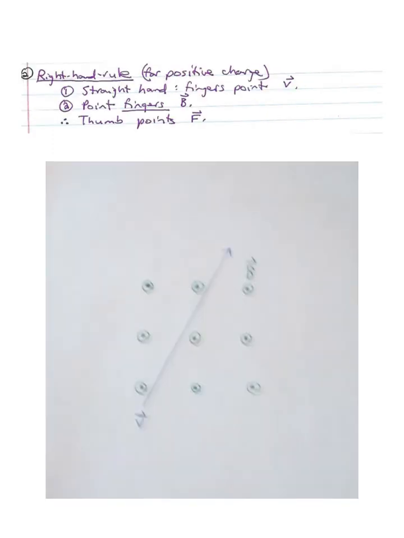Let's do another example. And I'm going to teach you the second right-hand rule. So for the second right-hand rule, again, for a positive charge, you do this. You take your straight hand, meaning your wrist is straight, your fingers are straight, it's all straight, and you point them in the direction of V. And then you're just going to bend your fingers so that they point in the direction of B. And if they don't bend that way, rotate your arms so that they do. And your thumb will point in the direction of F.